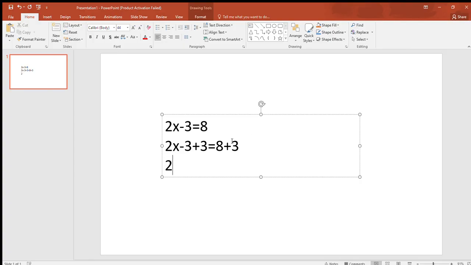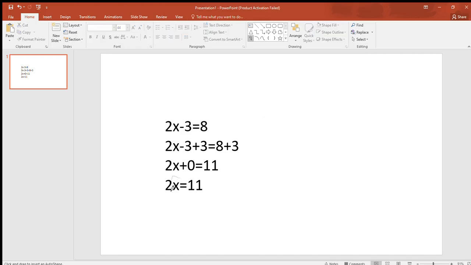Next up, we'll just simplify. So what is 2x minus 3 plus 3? It's just 0. So we could write 2x plus 0 is equal to 8 plus 3, which is 11. We could simplify this even more and make it 2x equals 11. Now, what do we do? We swap it. We'll put this to this side, because we're solving for x, not for this entire equation.